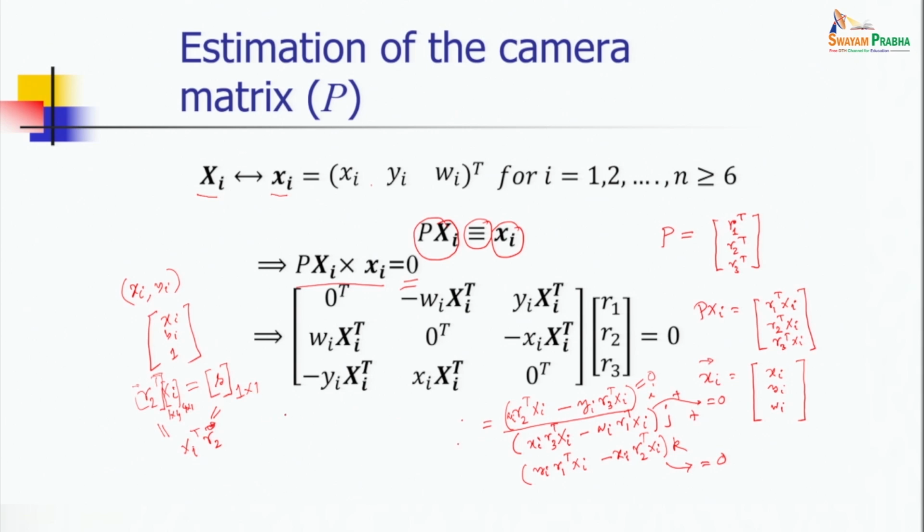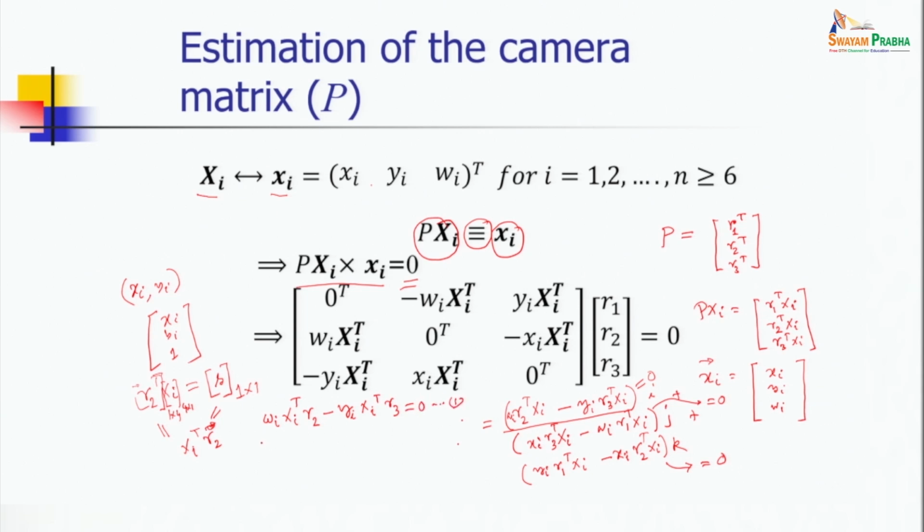So what I would be writing, from this component I will be writing in this way: wi xi transpose R2 minus yi xi transpose R3 equal to 0. That is the first equation.